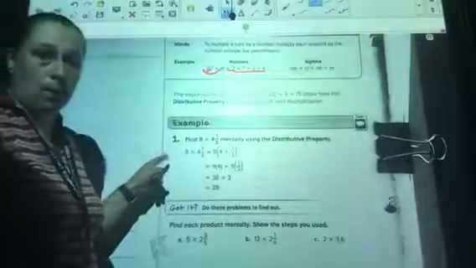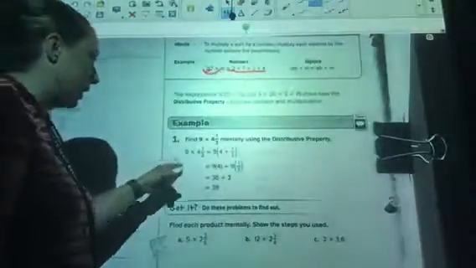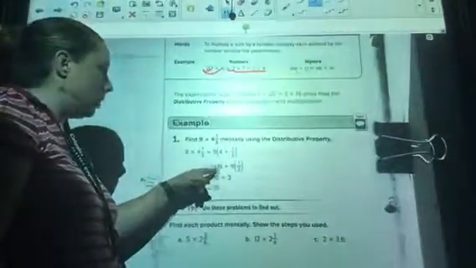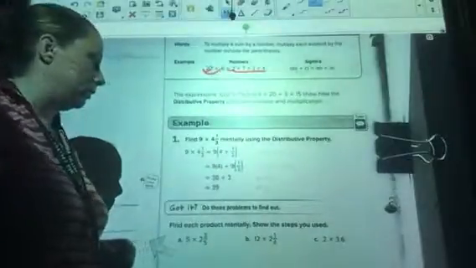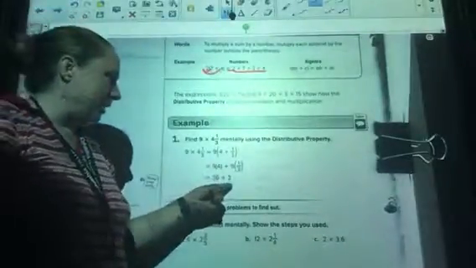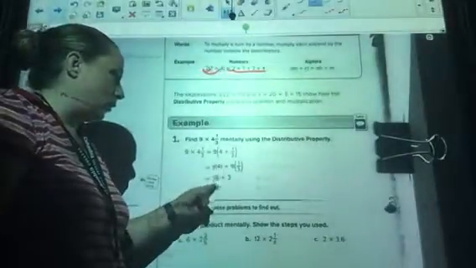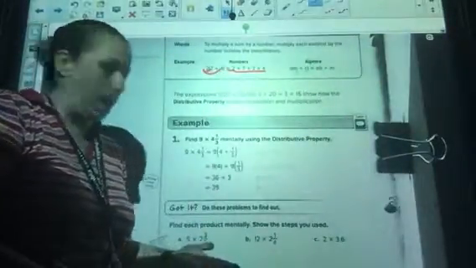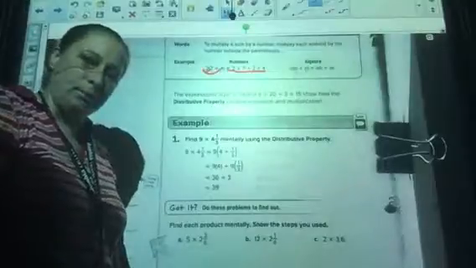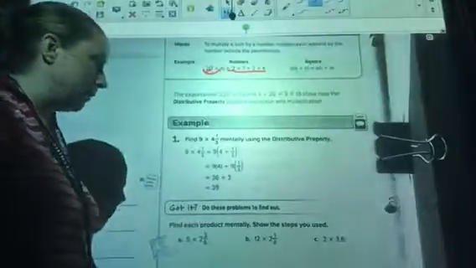Now they've already helped us out and broke it down for us. We can take 9 times 4 plus 9 times 1/3. But how did they get 3? I see the 36 because 9 times 4 is 36. That's not too bad. How did they get that 3? Well, let's think about it.